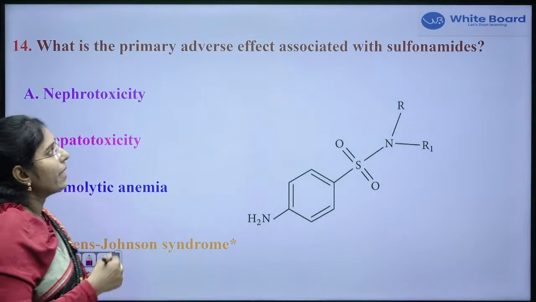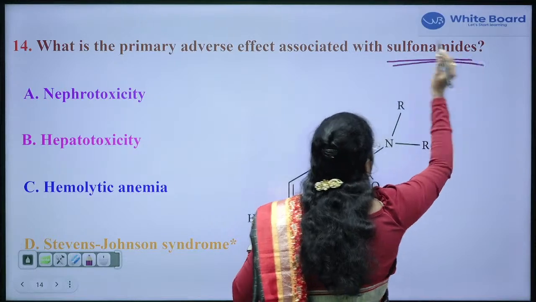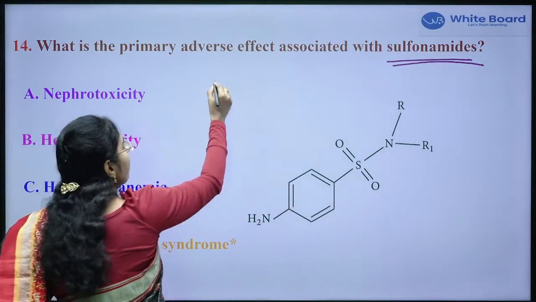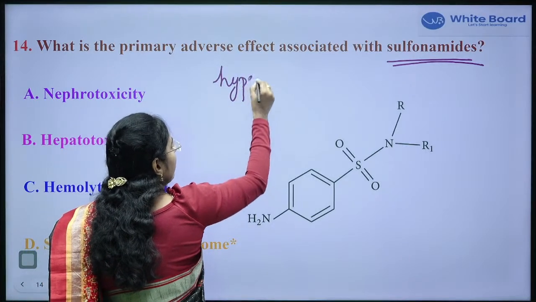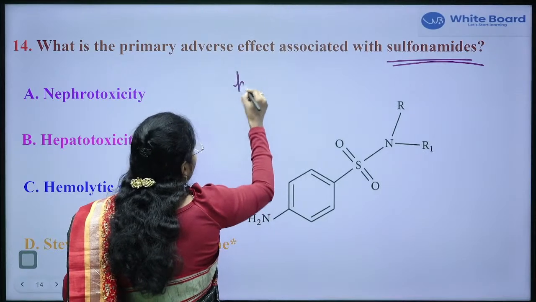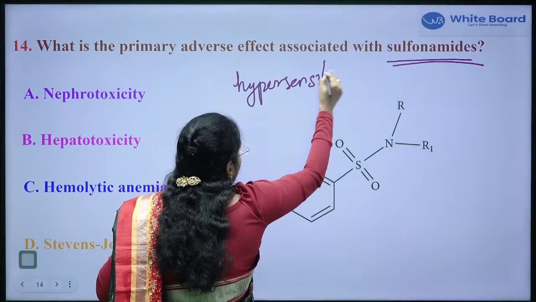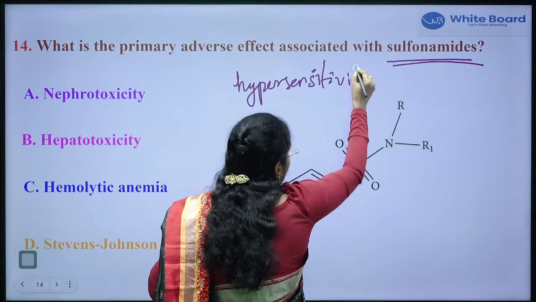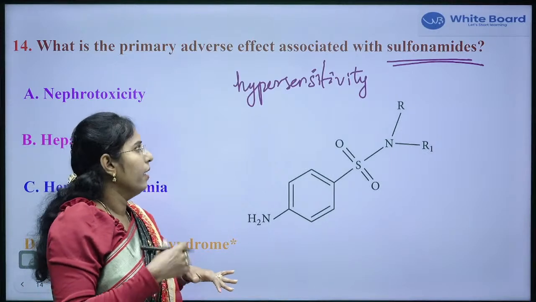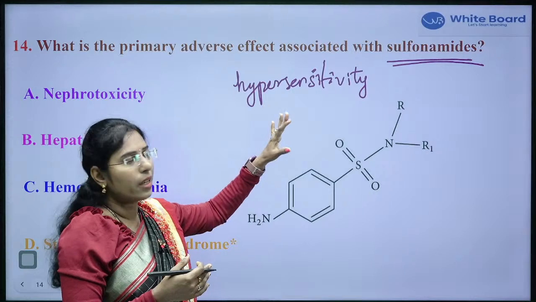What is the primary adverse effect associated with sulfonamides? So, whenever you see the sulfonamides, they will always have hypersensitivity reactions. Hypersensitivity reactions. So, here what they have given? Sensitivity reactions. So, it causes some skin problems like allergy or blisters, rashes. So, this all comes under this one.